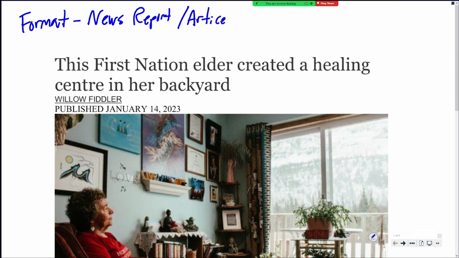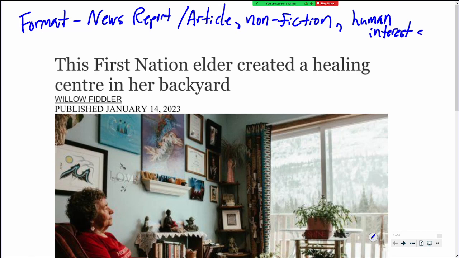Whoops, spelled article wrong. It's nonfiction. Yeah, so it's a news report or a news article. It's nonfiction, and I would say it's what we call a human interest story. Newspapers love to run these kinds of articles. They're very popular with readers.